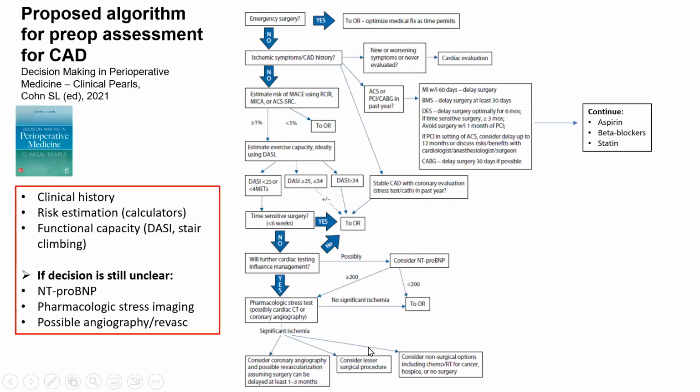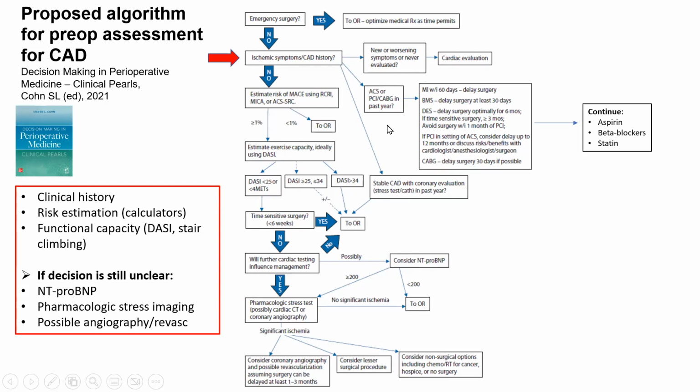So putting these things together, these new studies that have come out since 2014, this is what I put in the chapter I wrote for my book, how I think the ACC algorithm should be changed or what I would like to see. So the first thing is where they used to say, has the patient had acute coronary syndrome? I break it down into 3 groups. I ask about ischemic symptoms or cardiac history. Do they have new or worsening symptoms or never been evaluated? Those patients need a cardiac evaluation.